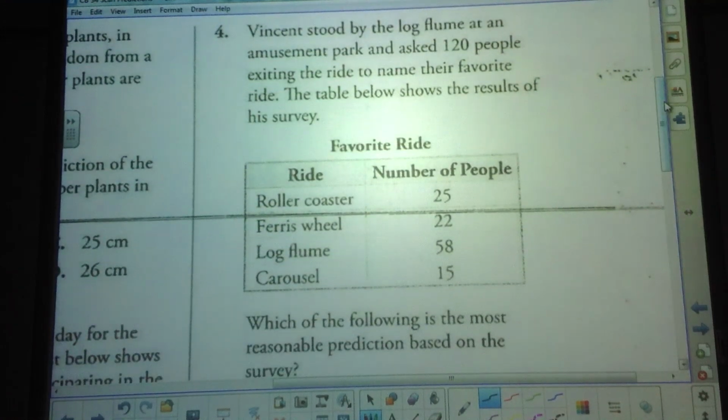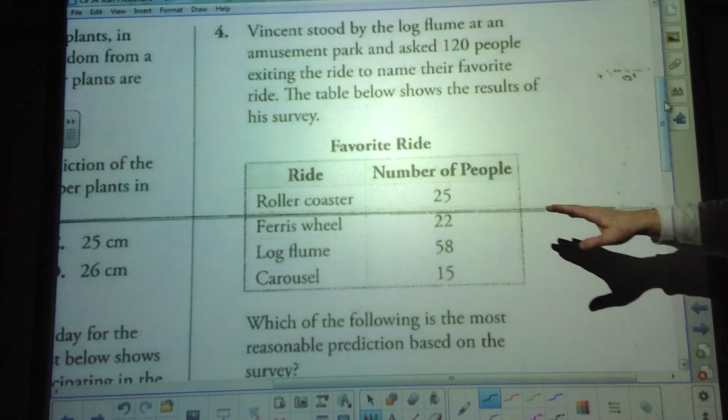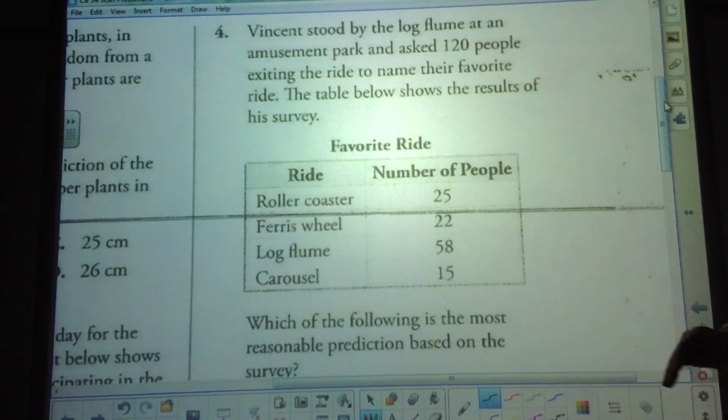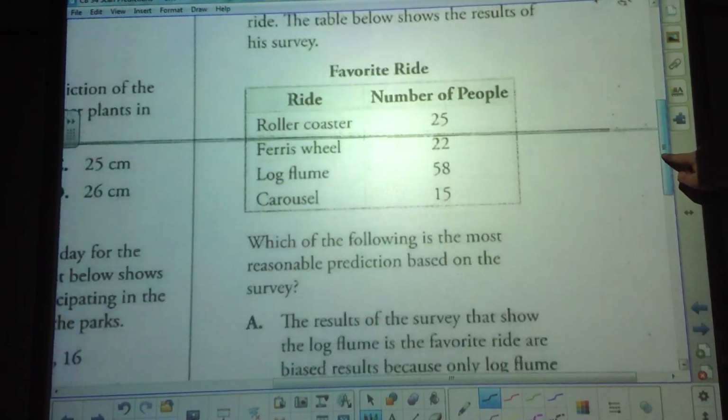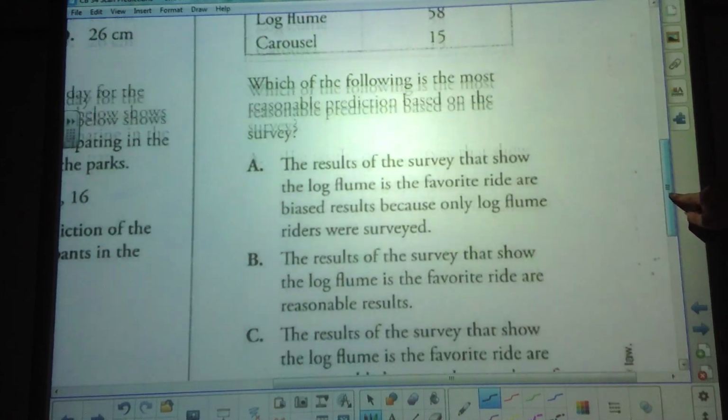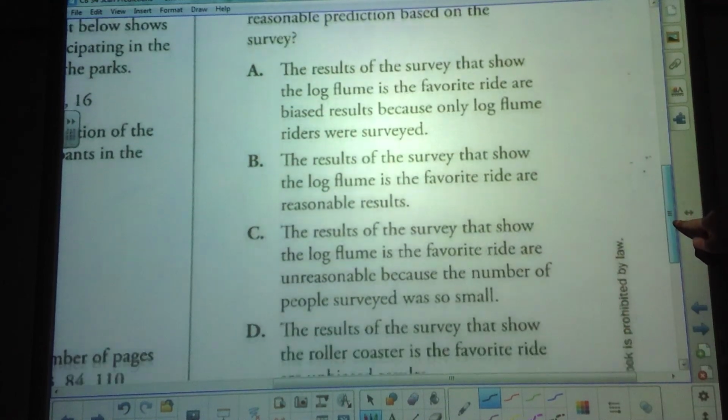Vincent stood by the log flume at an amusement park and asked 120 people exiting the ride to name their favorite ride. The table below shows the results of the survey. So keep in mind, he was standing at the log flume. Okay? And he asked those people what their favorite ride was. And we have 25 said the roller coaster, 22 said the Ferris wheel, 58 said the log flume, and 15 said the carousel. Which of the following is the most reasonable prediction based on the survey?